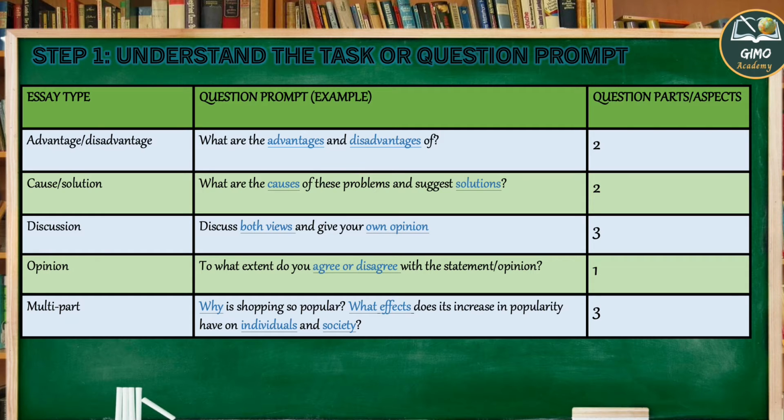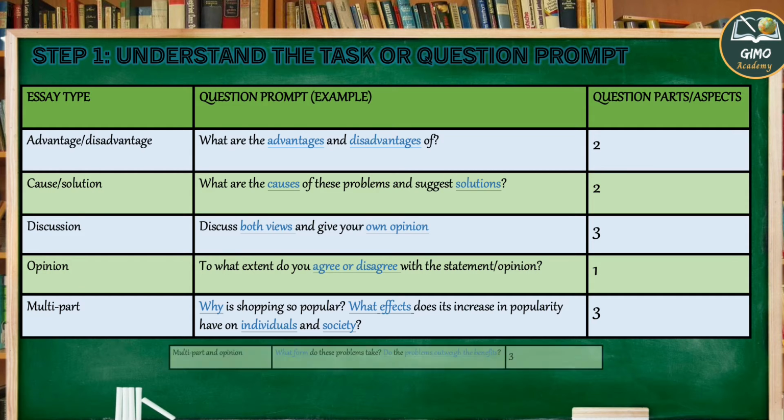So as you can see, here you have to provide the reasons why shopping is so popular. This is the first part of this kind of essay that you need to deal with. And then we move on to the second part: you have to indicate the impact of the increase of shopping on individuals. And the third part, you also have to indicate the impact of the popularity of shopping on society.